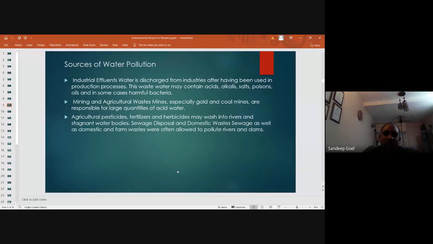Sources of water pollution: industrial effluent, mining and agriculture waste, pesticides, fertilizers, herbicides. These are the sources of water pollution.